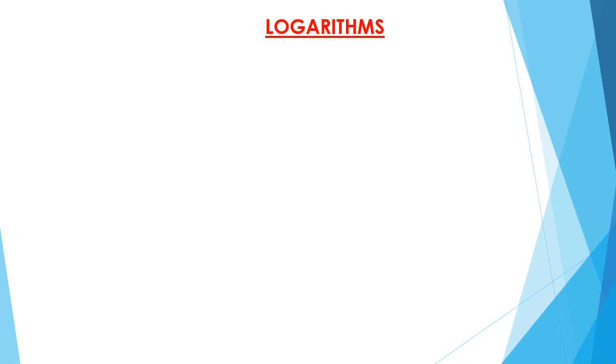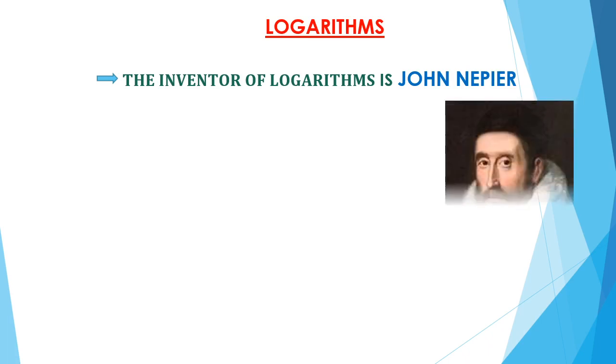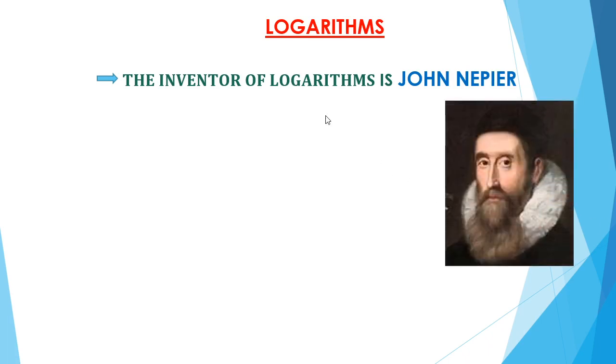First of all, the mathematical scientist who invented logarithms is John Napier. See here, the inventor of logarithms is John Napier. He is the person who invented these logarithms. This is the most important topic in mathematics. And now, why should we learn logarithms? This is the point we should know.